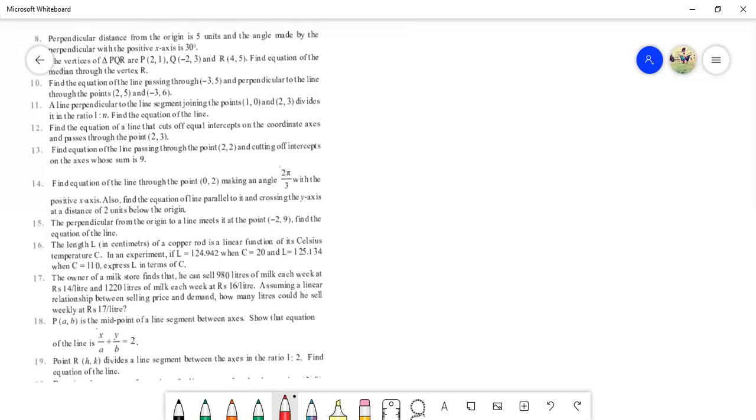Question number 12. Find the equation of the line which cuts off equal intercepts on the axes and passes through the point. The line is cutting off intercepts on the x and y axes.